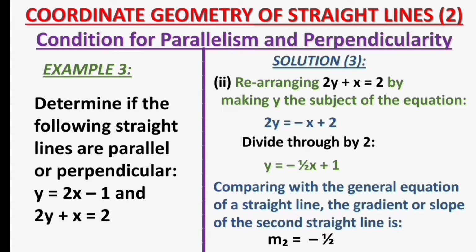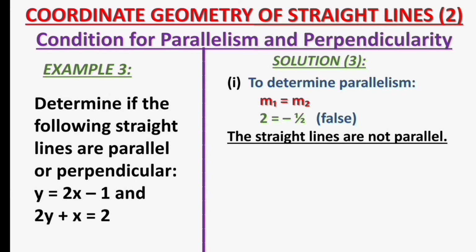Next, can you remember the condition for parallelism? Let's see if you can. To determine parallelism, m1 should be equal to m2. That means that the gradients should be the same or equal. But m1 is equal to 2 and m2 is equal to minus 1 over 2. And these gradients are not equal. Hence, the straight lines are not parallel.